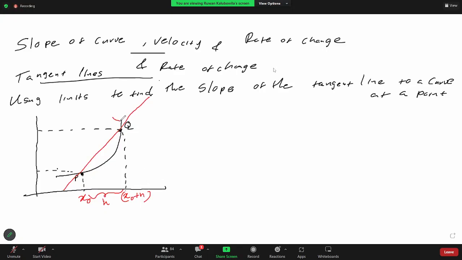Now this function is f(x). So you can find out this value. What is the value at point x naught? This should be f(x naught). And at the point x naught plus h, the value we can write is f(x naught plus h).